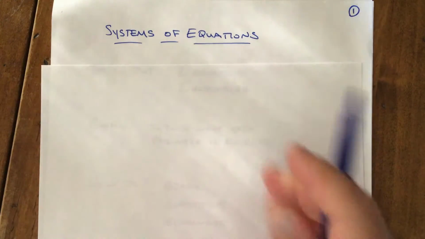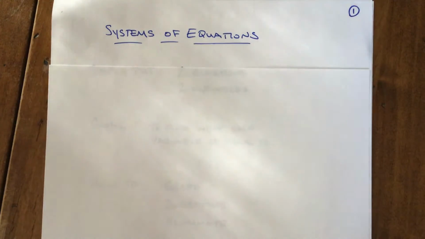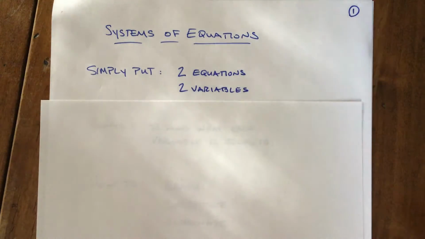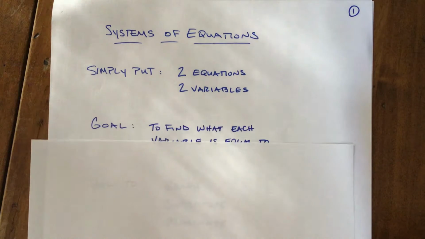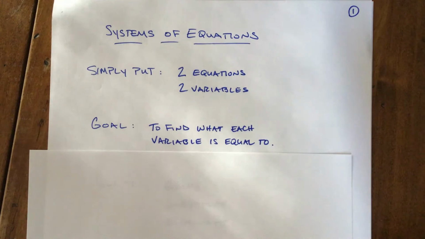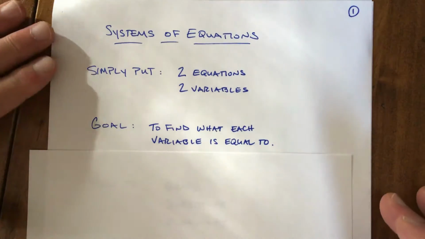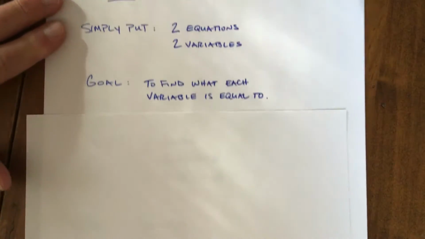Today we're going to end up talking about systems of equations. All right, so simply put, it's just two equations with two variables. Both equations will have an x and a y in it. Our job is to find what each variable is equal to. So basically, we're going to solve for each variable. That's about it. How are we going to do that?